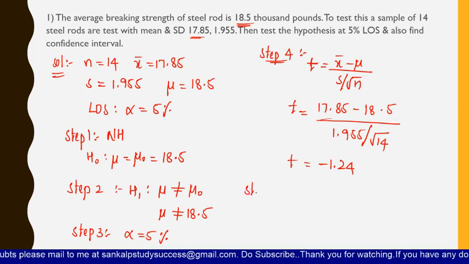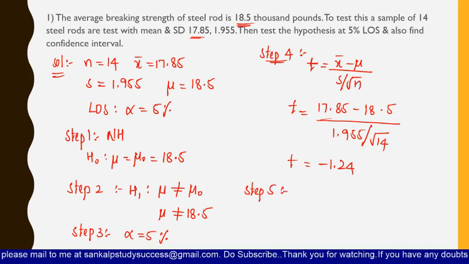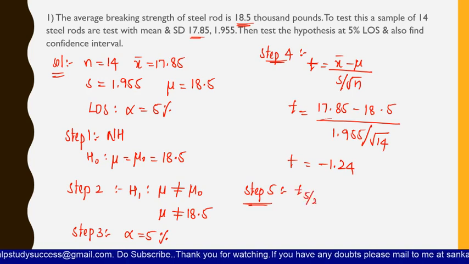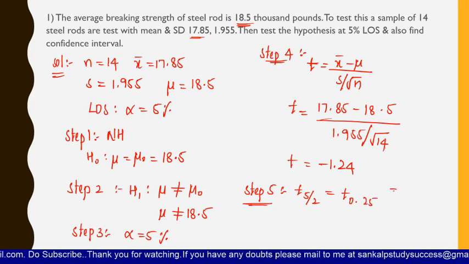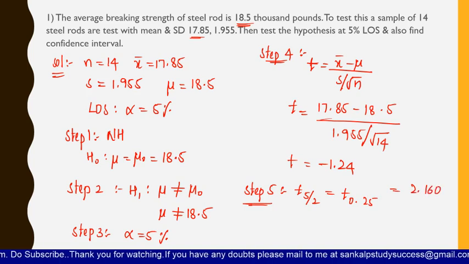Now let us go into step 5, where you have to check whether the null hypothesis is accepted or the null hypothesis is rejected. Then how can we find it? First of all, we have to find t alpha by 2, that means t 5 by 2 value from the t distribution table. So 5 by 2 is nothing but 0.25, right? So this value of t alpha by 2 is nothing but 2.160.